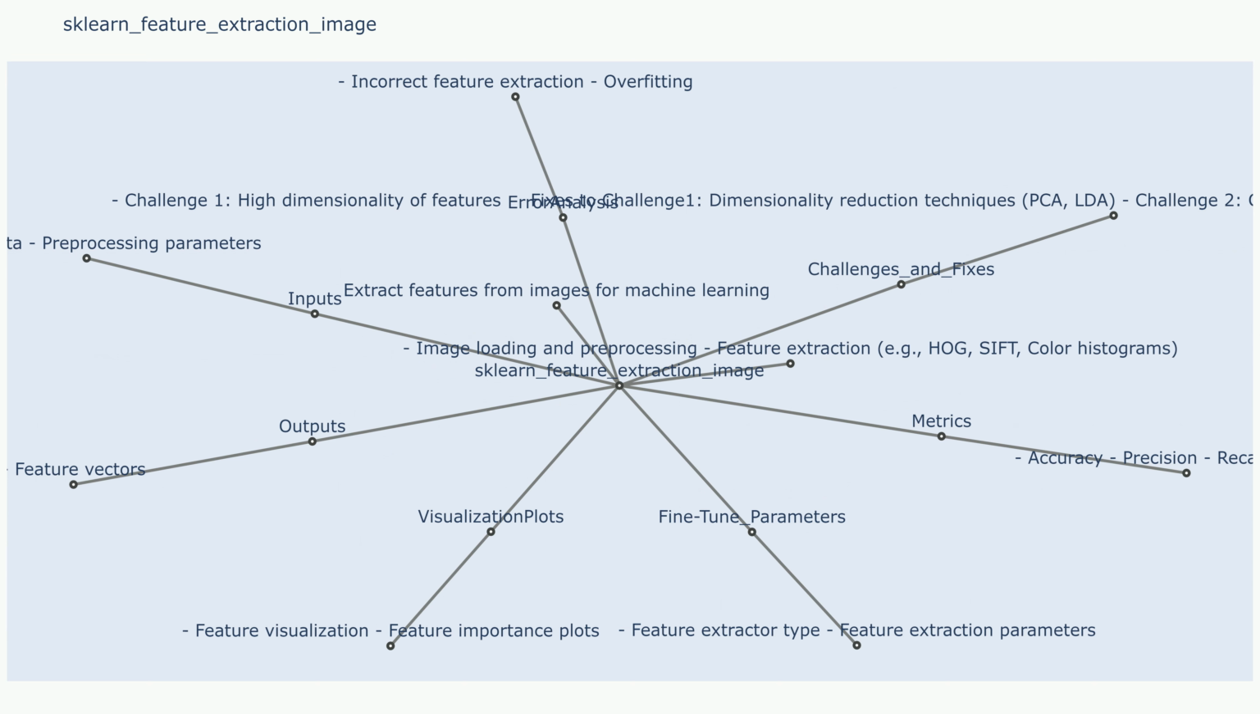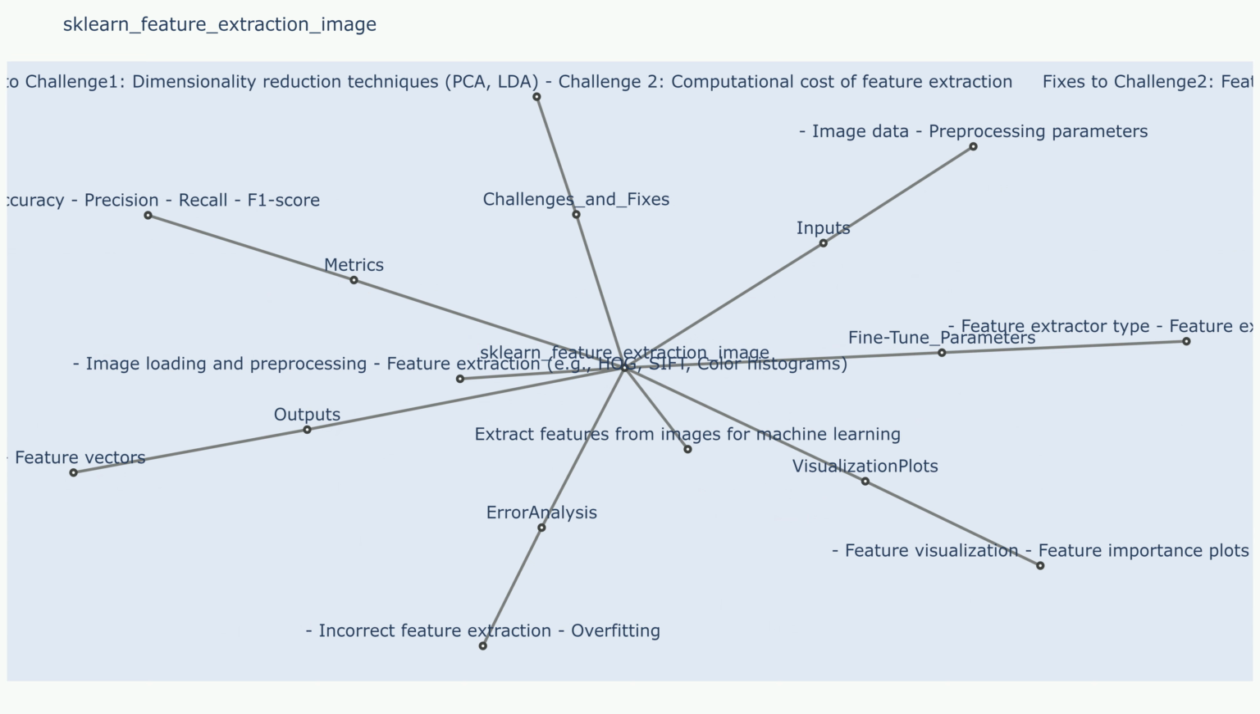Feature selection: use methods like feature importance analysis or regularized regression to identify and select the most informative features, discarding irrelevant or redundant ones. Challenge 2: computational cost. Some feature extraction methods, like HOG or deep learning-based approaches, can be computationally expensive, particularly when processing large images or datasets. Real-time image classification applications require efficient feature extraction to ensure timely processing, especially on devices with limited computational resources.